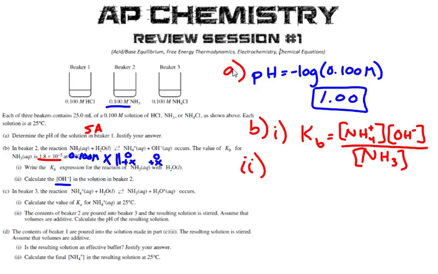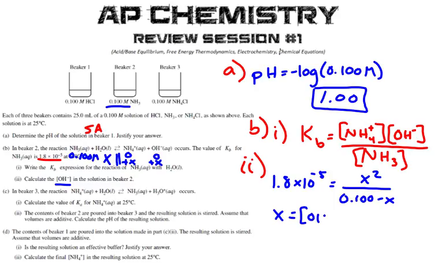I can go forward. So I have 1.8 times 10 to the negative fifth equals x squared over initial minus x. X is going to equal the concentration of OH minus, and I'd like you to solve for that. But that's the setup. We haven't done that for just a little while, so it's good to review, but that should come back.